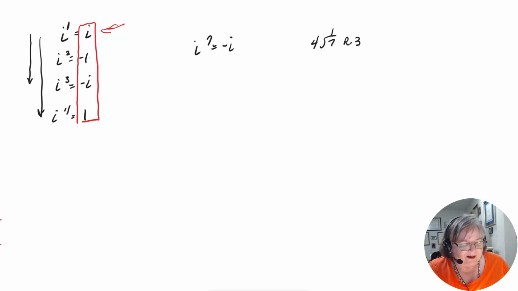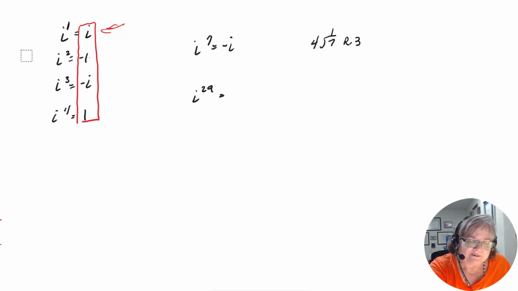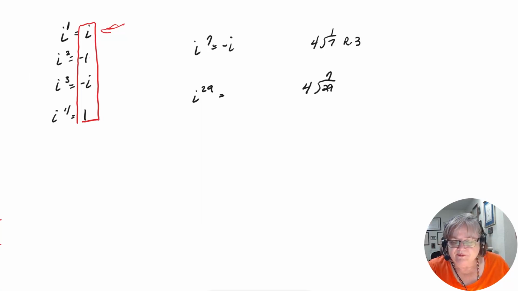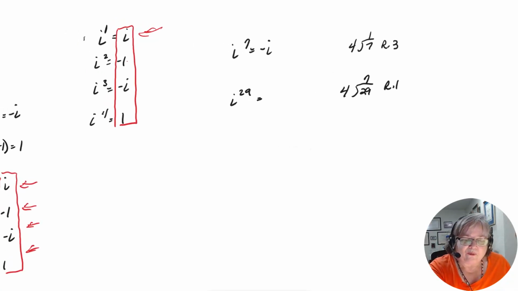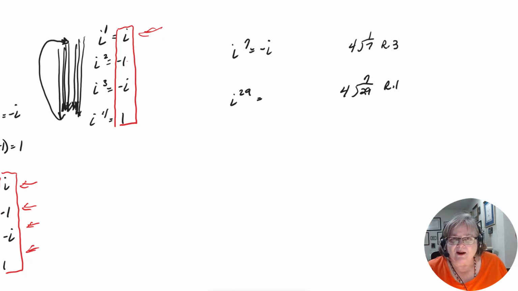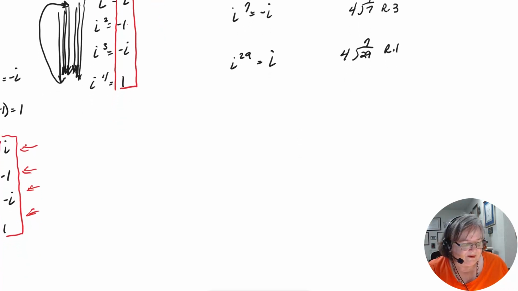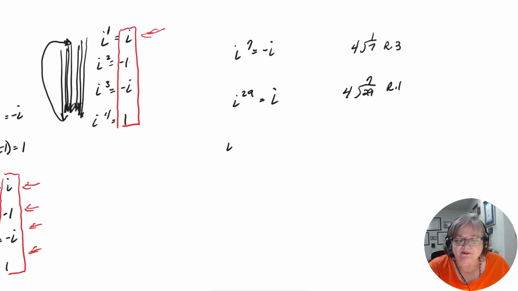So if you have something like i to the 29th, okay, 4 goes into 29 how many times? 7 with a remainder of 1. So what's going to happen is it's going to go 1 time, 2 times, 3 times, 4 times, 5 times, 6 times, 7 times through the pattern, and then kick back up here and stop at i to the first. So i to the first is i. And you're done.